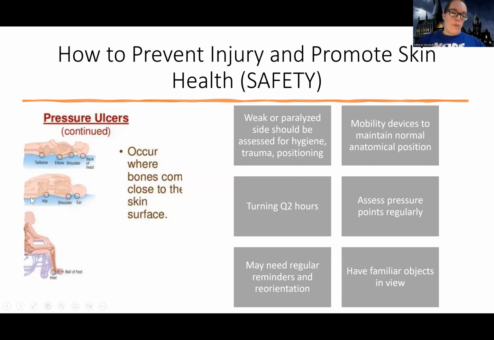I'm going to be in charge of their pressure points, and this picture has circles showing some of the pressure points, in a wheelchair and elsewhere too. But just always monitoring those closely and padding as needed. As for the agnosia, regular reminders and reorientation and having familiar objects in view can also help this patient, just to make sure that we're keeping them safe.